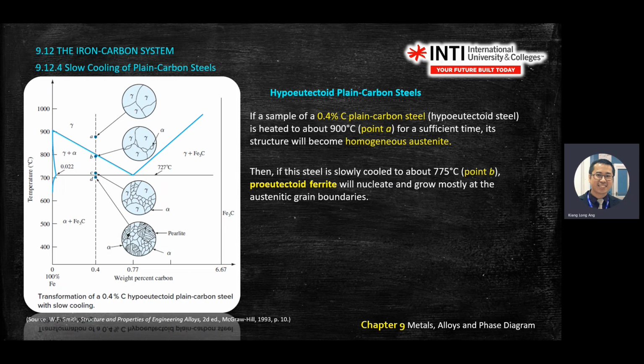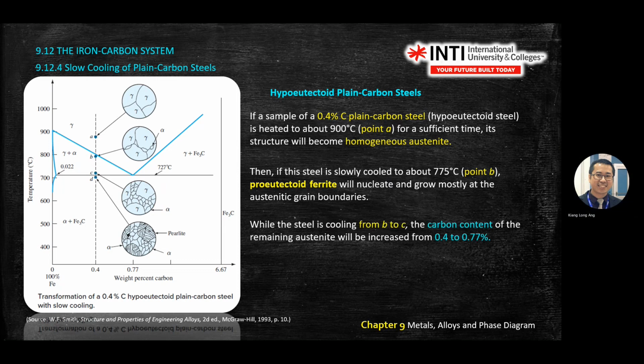So the question will sometimes ask you what happened before and after. It will give you plus T and negative T. Plus T means above the line, negative T means below the line, because it's cool down, right? So here you see the word pro-eutectoid start to grow. Then from B to C, the carbon content of the remaining alpha will increase from 0.4 to 0.77%.